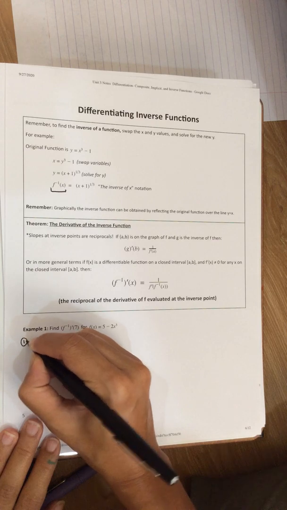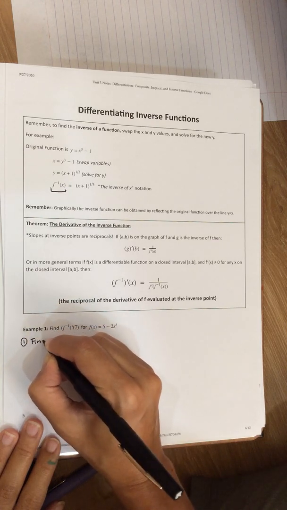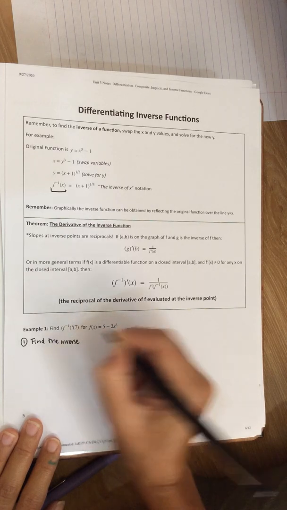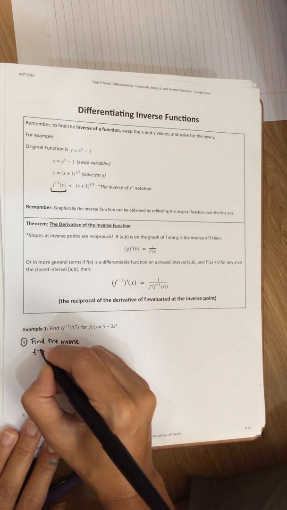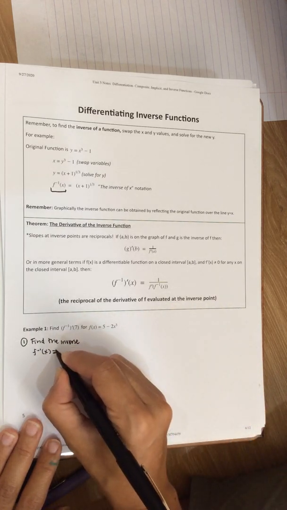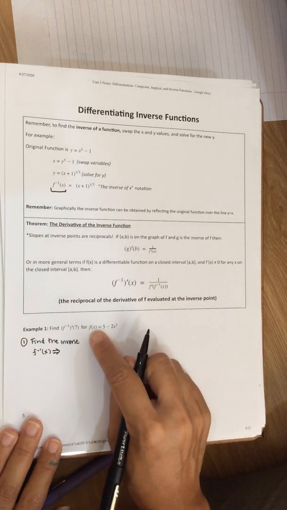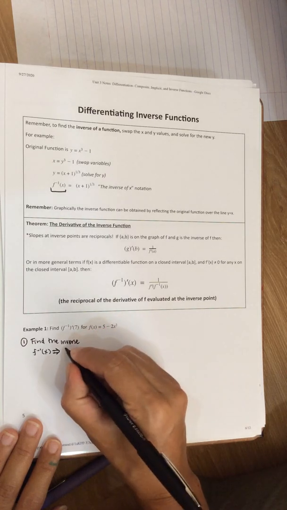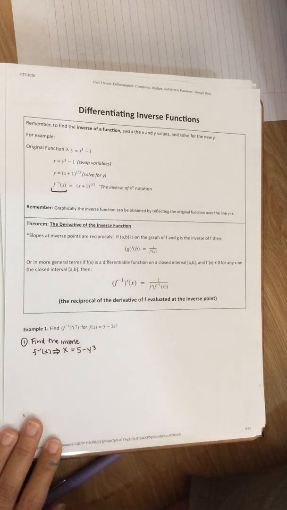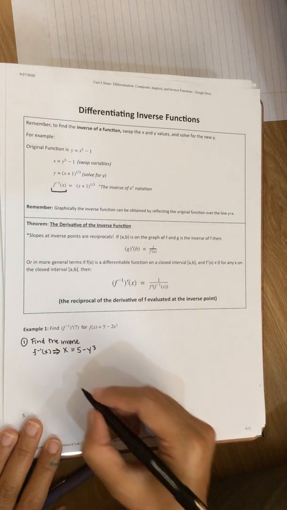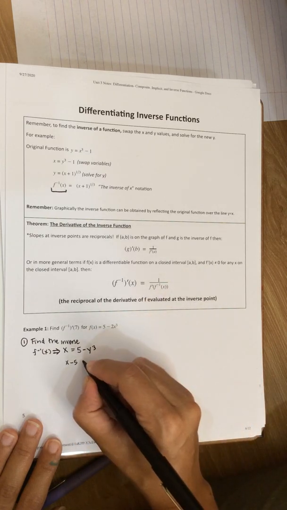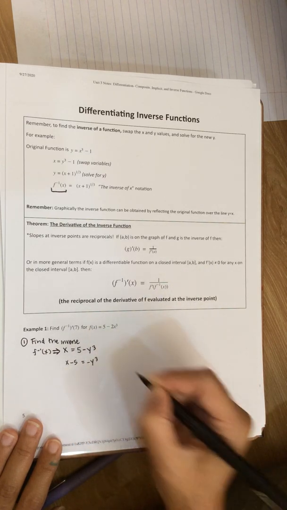The first thing we need to do is actually find the inverse. So let's find f inverse of x. To find that, we need to swap our x and y's. So instead of y, we're going to have x equals 5 minus 2y cubed. Now we need to solve for y. So we end up with x minus 5 equals negative y cubed.